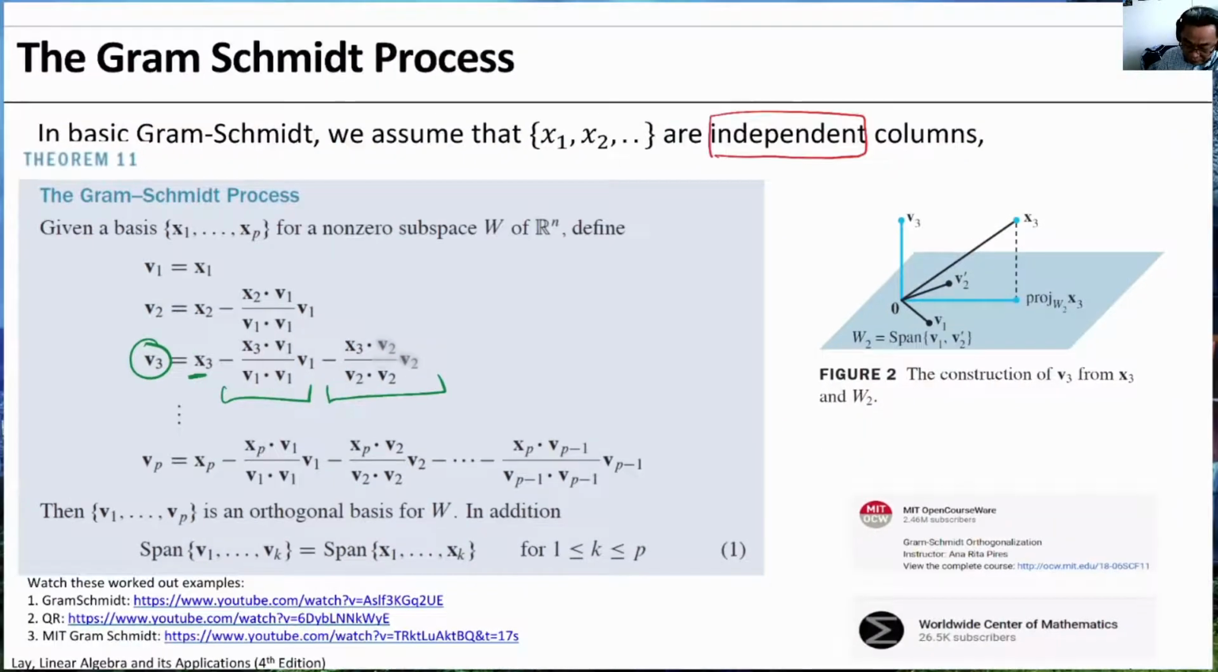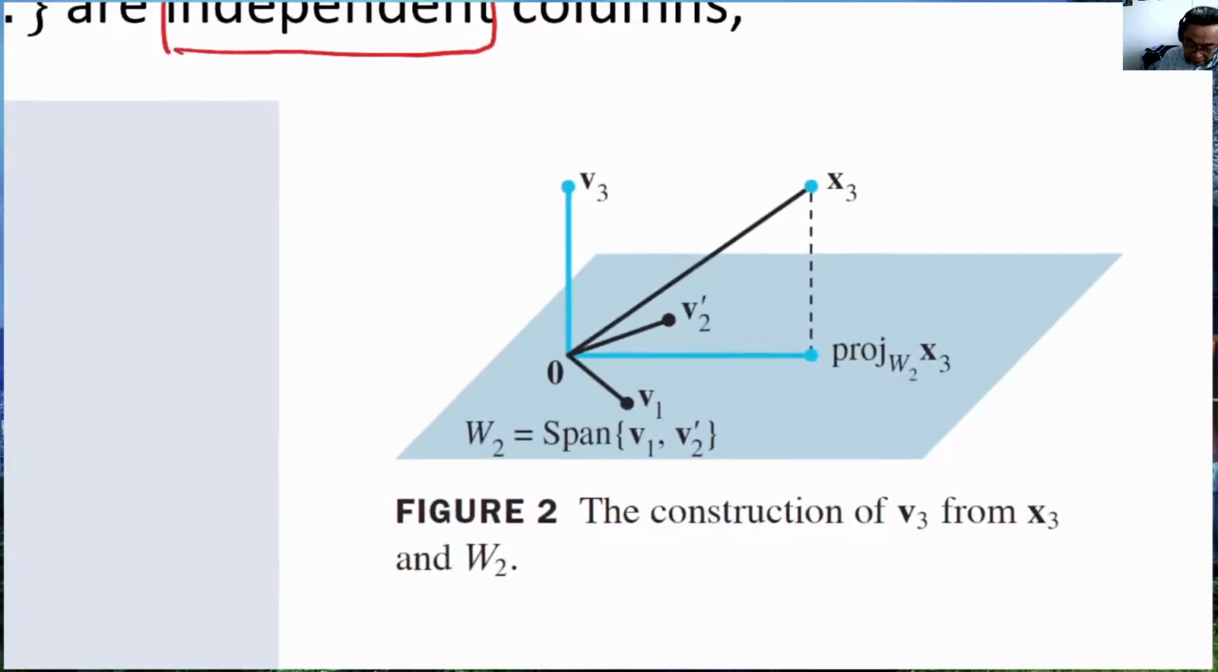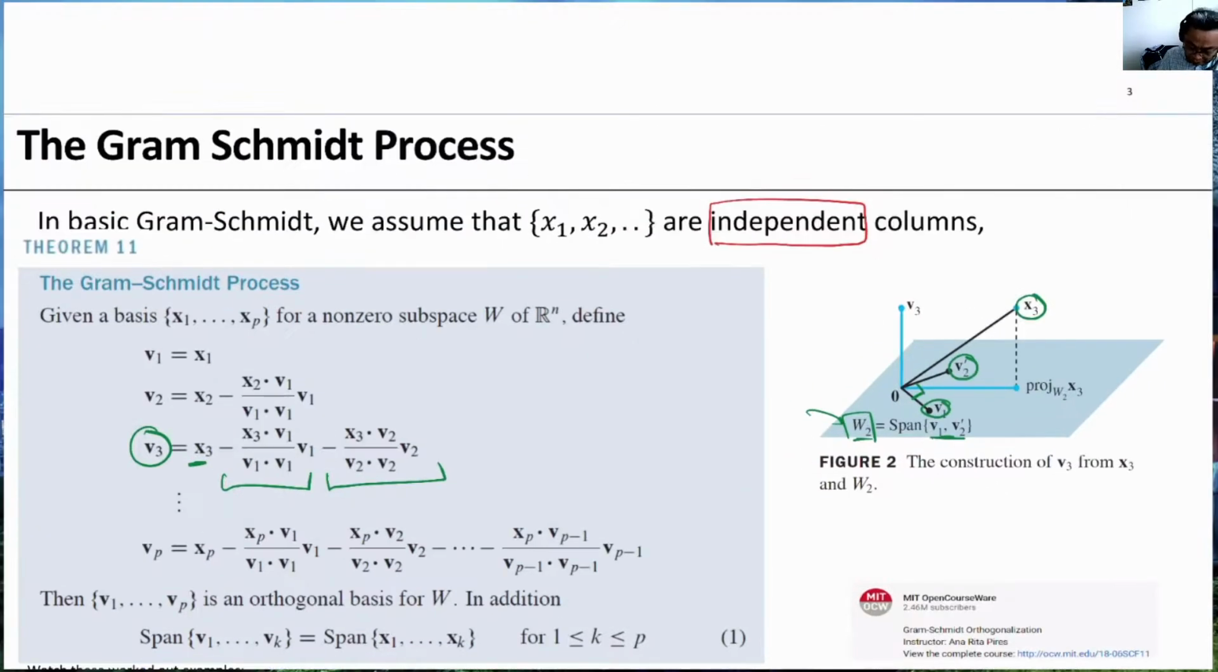Let us also see this graphically. This is x3, and we have already chosen V1, and we have already chosen V2. This is a right angle. V1 is orthogonal to V2. V1 and V2 span the first two columns of W, which are x1 and x2. This is what it's trying to say.